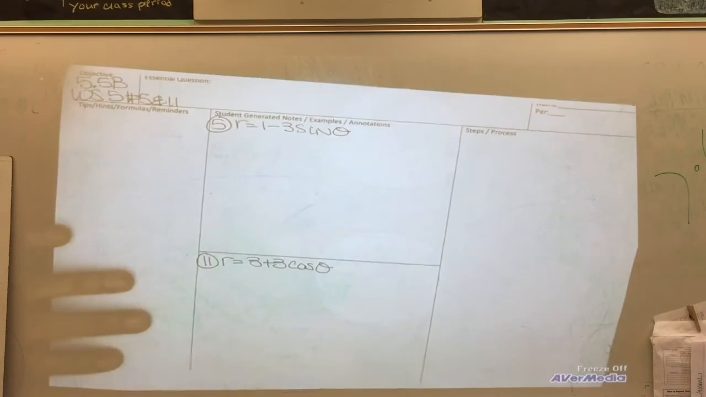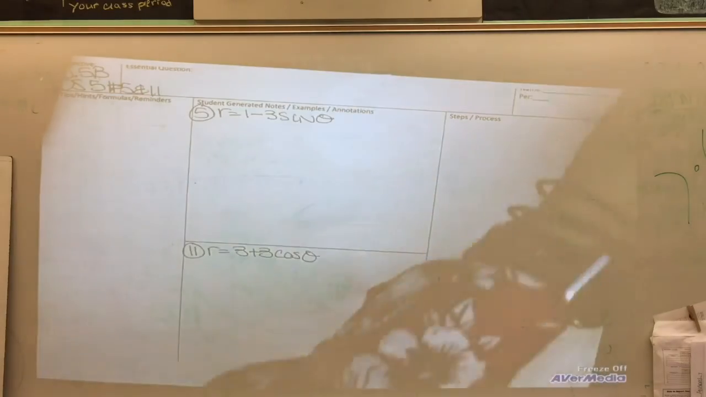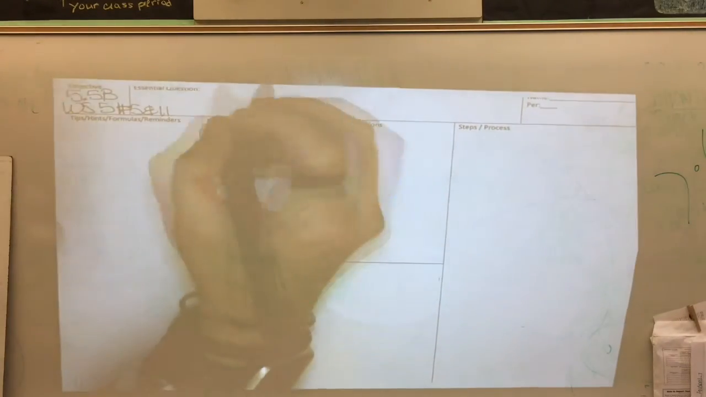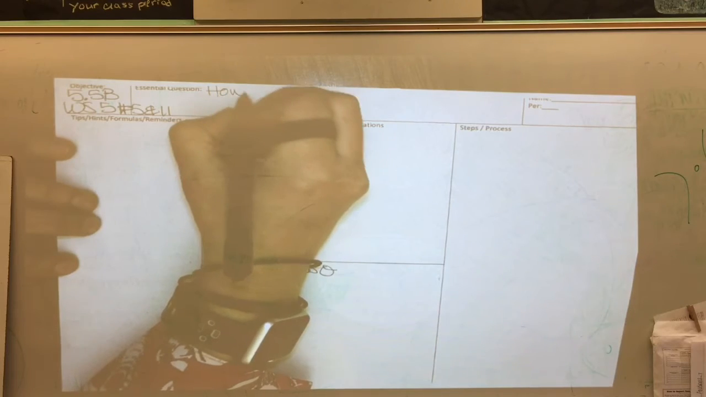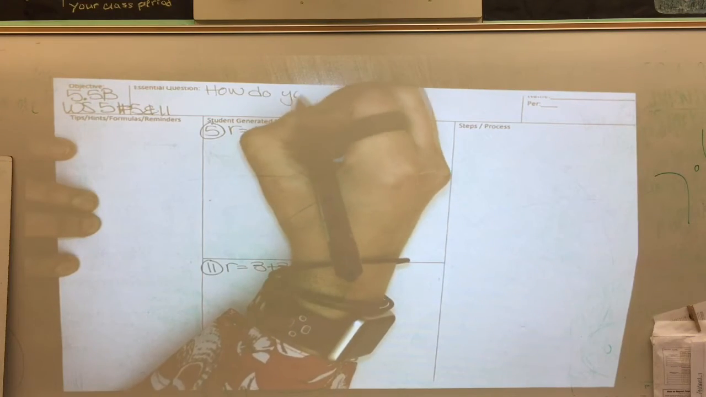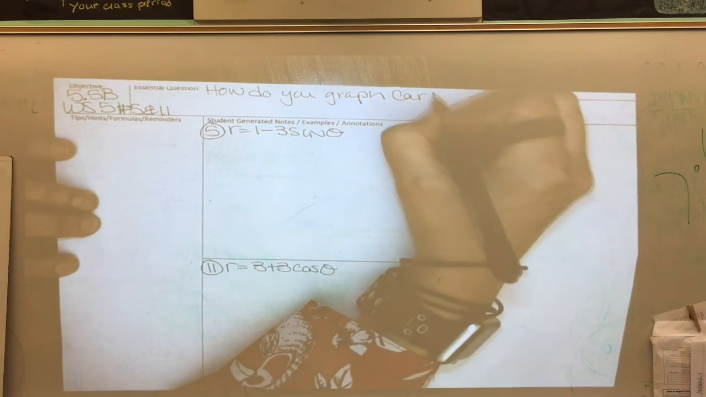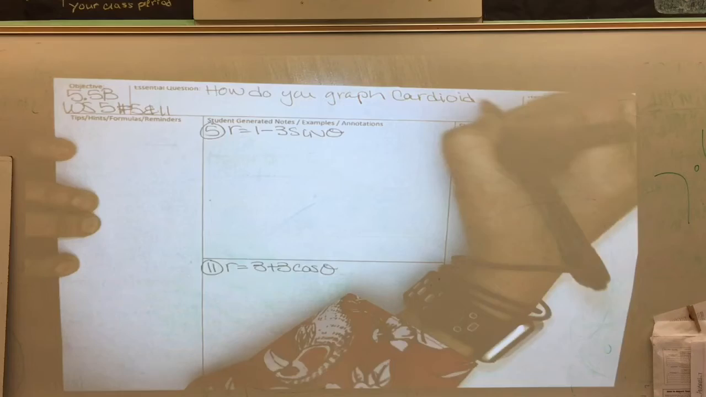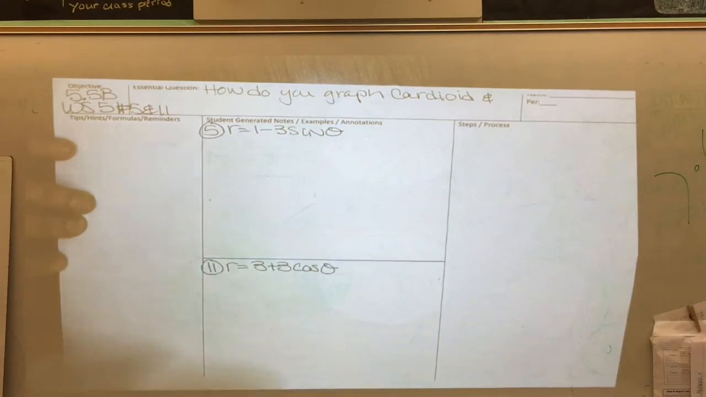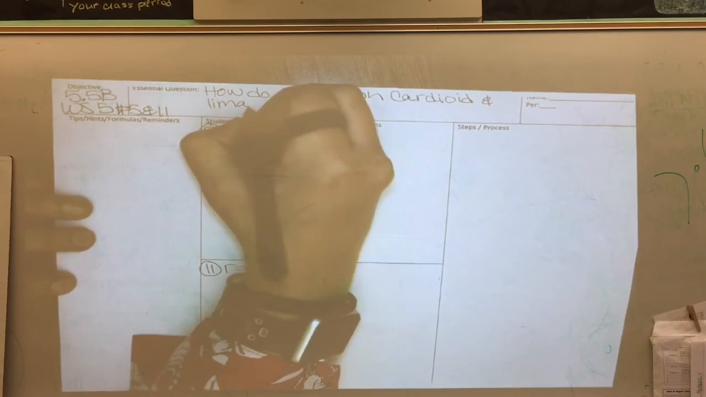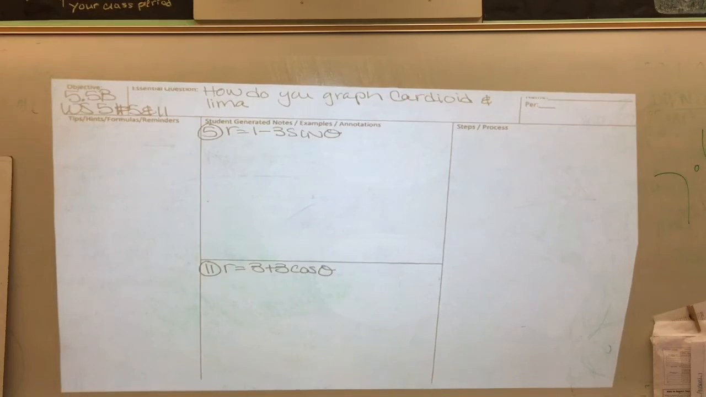Okay, so how do you graph cardioid? And the limaçon has this little accent on it, so it looks kind of funky. I need to look at my, I always do it backwards. Limaçon.